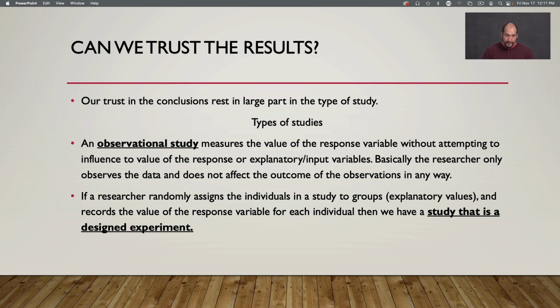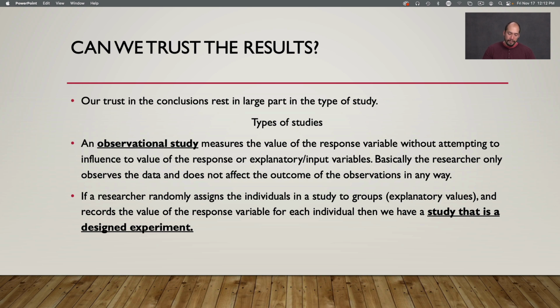So if we really want to answer, can we trust the results? It rests in large part on the type of study. And there are two types of studies that we're going to discuss here. One is an observational study. That measures the value of the responses of the variable without influencing the input variables.